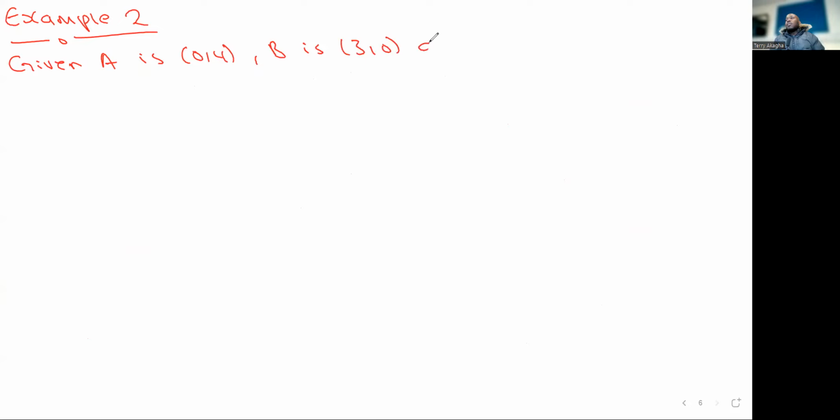So let's pick one more example to just round this up. So example 2, we're told that given A is (0, 4), B is (3, 0), and C is (0, minus 4). We're told now to find the area of triangle ABC. So step 1.